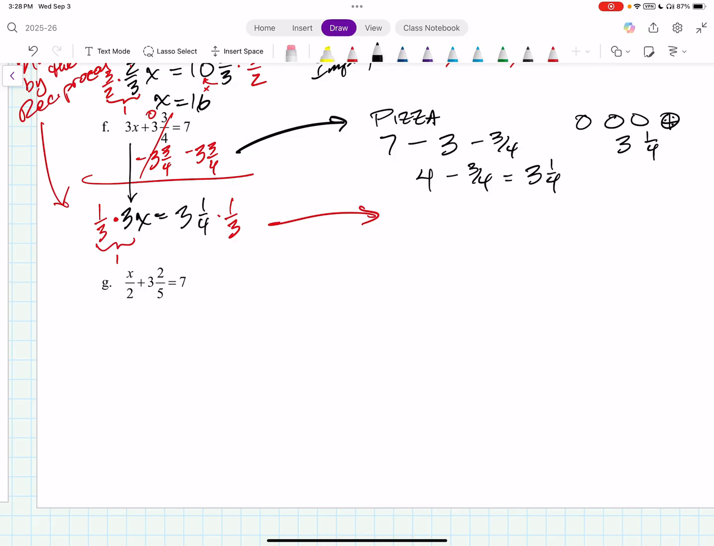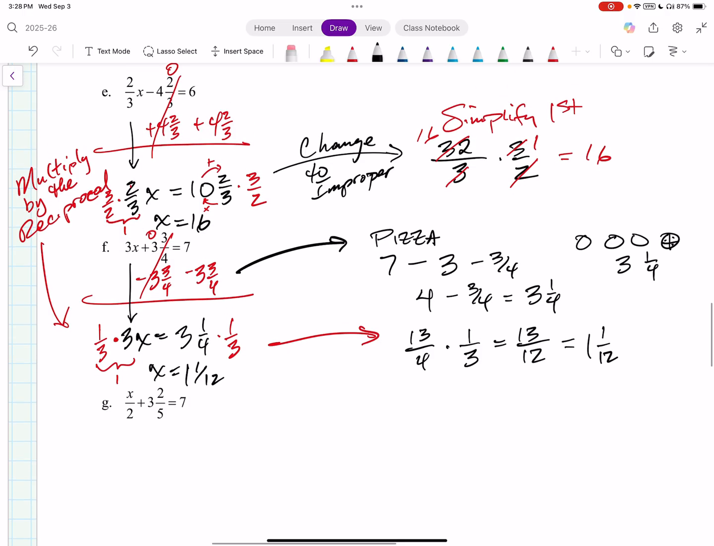And then here on the other side, you got to change the improper again. So 3 times 4 is 12, plus 1 is 13. So you got to multiply 13/4 times 1/3. There's no cross-canceling opportunities. You can't simplify it. 13 times 1 is 13. 4 times 3 is 12. 12 divides into 13 one time with 1 remaining, so the answer is 1 1/12. So x equals 1 1/12. So you do your work on the side and show your thinking.